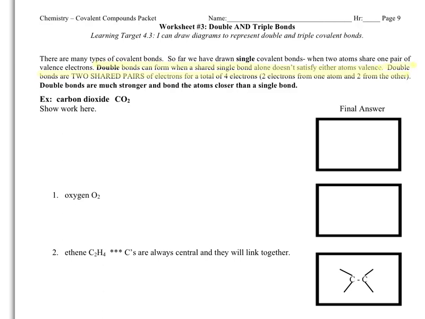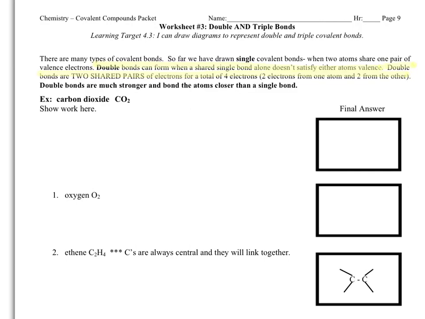In this worksheet, we are going to learn how to draw double and triple covalent bonds. So far, you have learned how to draw covalent bonds, and even though we didn't say it, they were actually single covalent bonds, which means that you have two atoms that are sharing a pair of electrons. One electron comes from one of the atoms, and the other comes from the other. And they're doing that so that they can each have a total of 8 electrons around them.